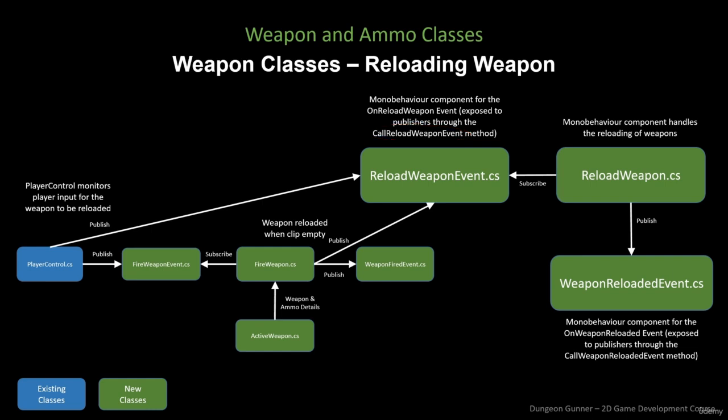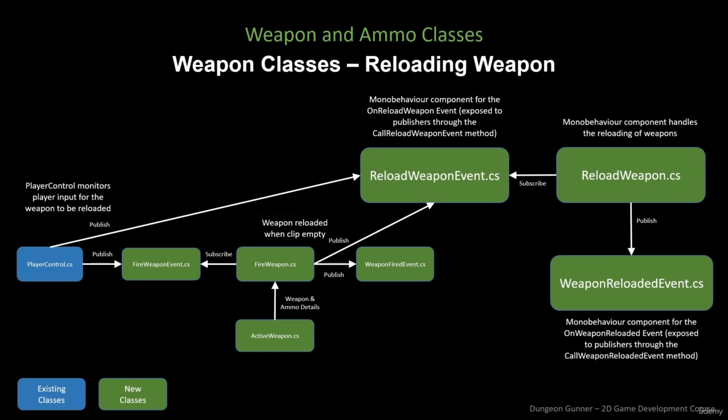So weapons can be reloaded in two different ways. First of all, the player control script is going to monitor for player input for the weapon to be reloaded, and we'll do that by the player pressing the R key. In addition to that, we'll also have the fire weapon component also generate an on reload weapon event when the weapon clip is empty and the player attempts to fire the weapon again.